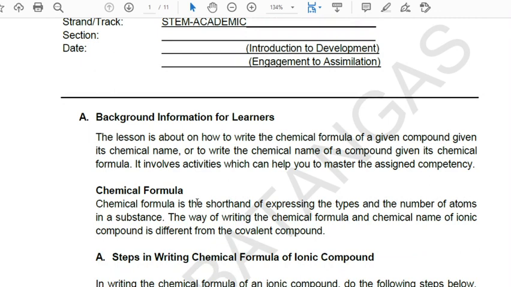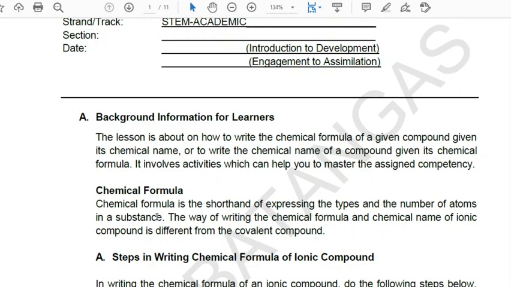So starting off with review of what a chemical formula is. It is the shorthand of expressing the types and the number of atoms in a substance. So, given the chemical formula, malalaman natin kung ilang atoms ng element ang present sa substance na yun.